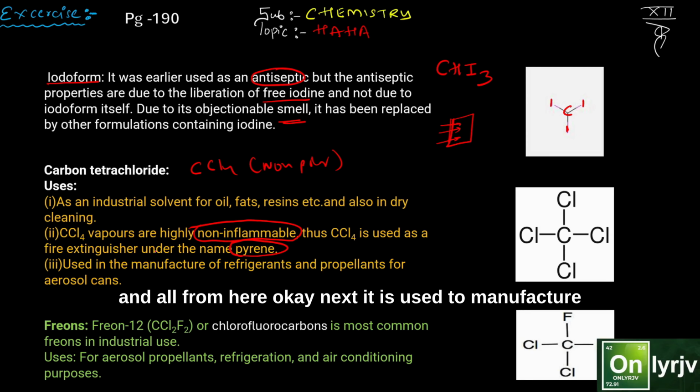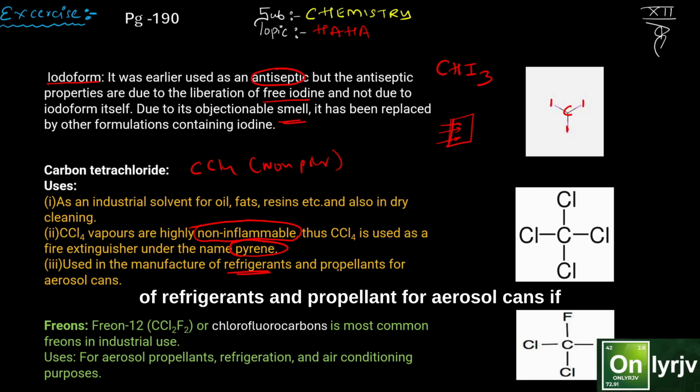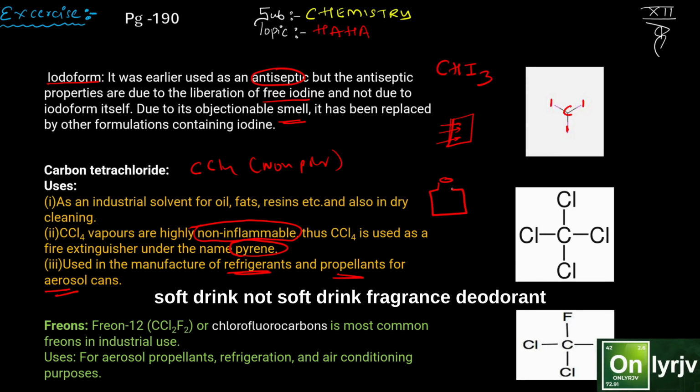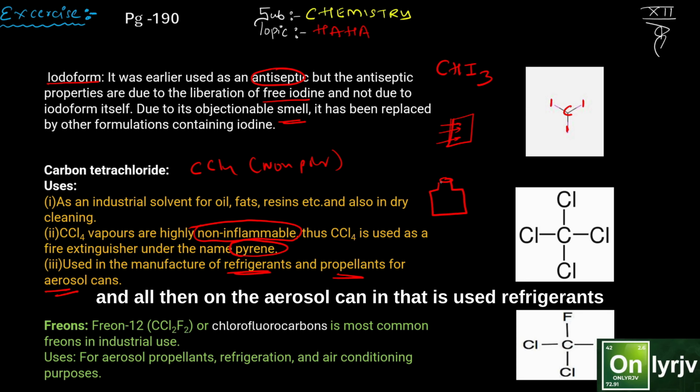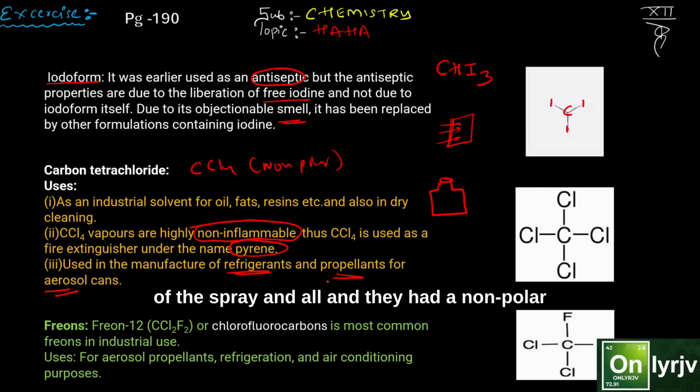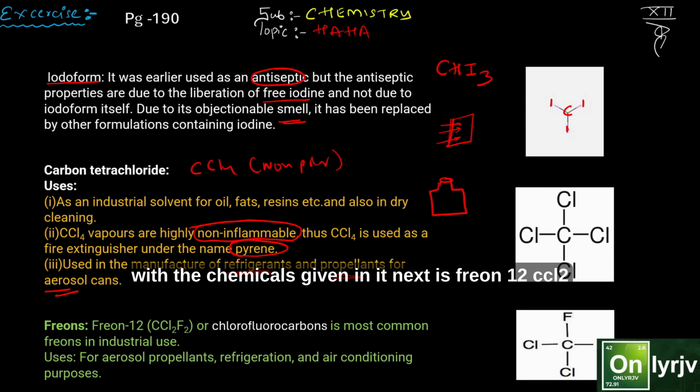Next, it is used in the manufacture of refrigerants and as a propellant for aerosol cans. The cans we normally use for fragrance, deodorant and so on are known as aerosol cans. In them it is used as a propellant, which increases the speed of the spray, and since it has a non-polar nature, it does not react with the chemicals given in it.